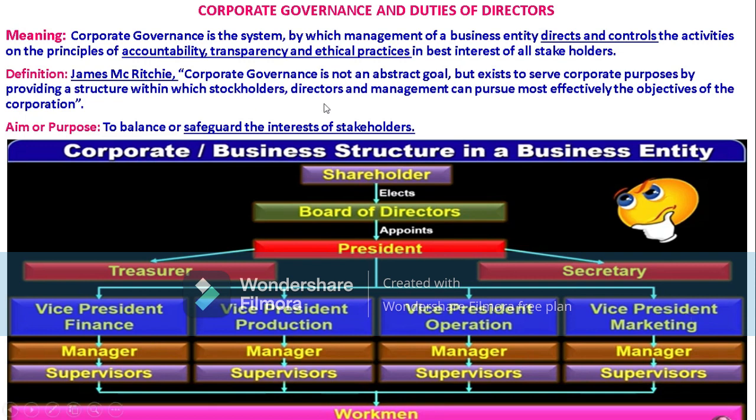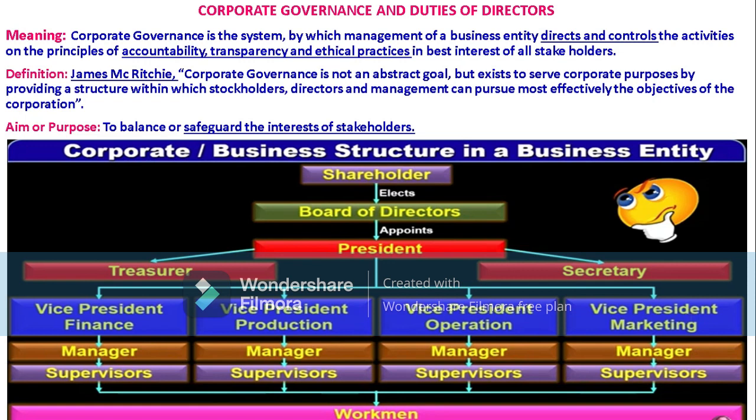Because shareholders invest money in the organization, but they will not play an active role in the day-to-day business activities. So on behalf of shareholders, these directors are appointed by the shareholders. Why? Because in order to oversee the day-to-day business activities and ultimately to gain profits in the organization, the shareholders appoint the directors.